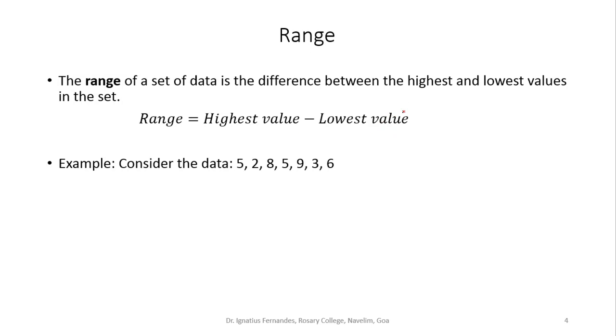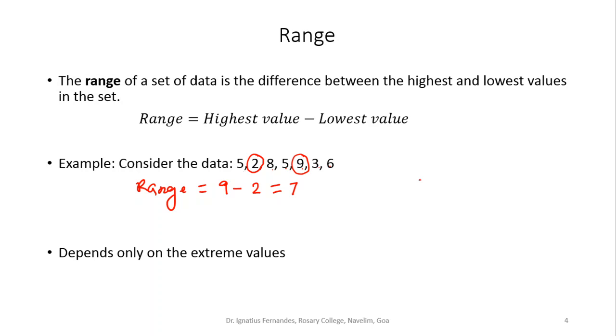Let's say, for example, you consider the data 5, 2, 8, 5, 9, 3, 6. Range here will be, you have to identify the highest value. Highest value here is 9, and you have to identify the lowest value, that is 2 here. So range you will say is highest value 9 minus the lowest value 2, that is equal to 7. Okay, so this is how we calculate range, and this is something that we have already discussed before.